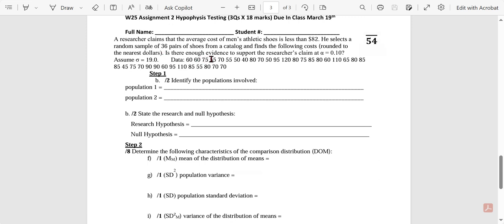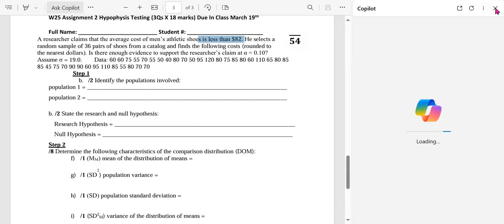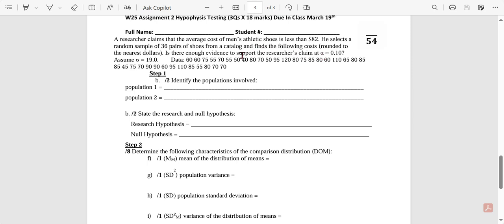A researcher claims that the average cost of men's athletic shoes is less than $82. Less than. He selects a random sample of 36 pairs of shoes from a catalog and finds the following cost, rounded to the nearest dollar. Is there enough evidence to support the researcher's claim at a 90% confidence interval? So assume a standard deviation of 19. So here's your mean that the researcher claims will be less. There's your standard deviation of the population, and here is your data.